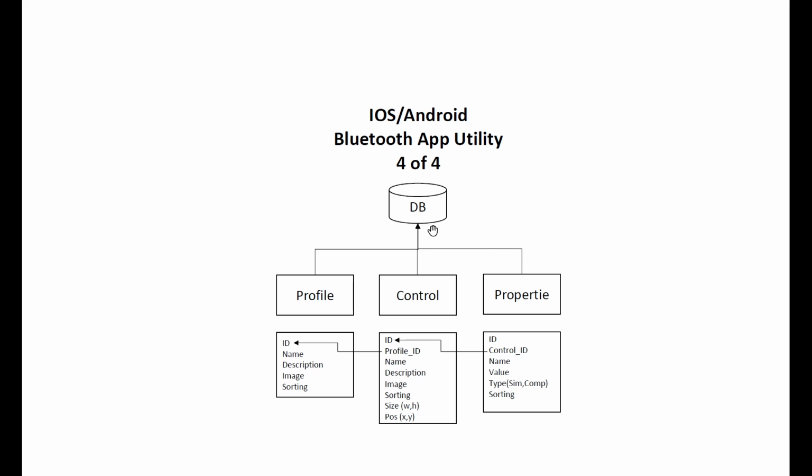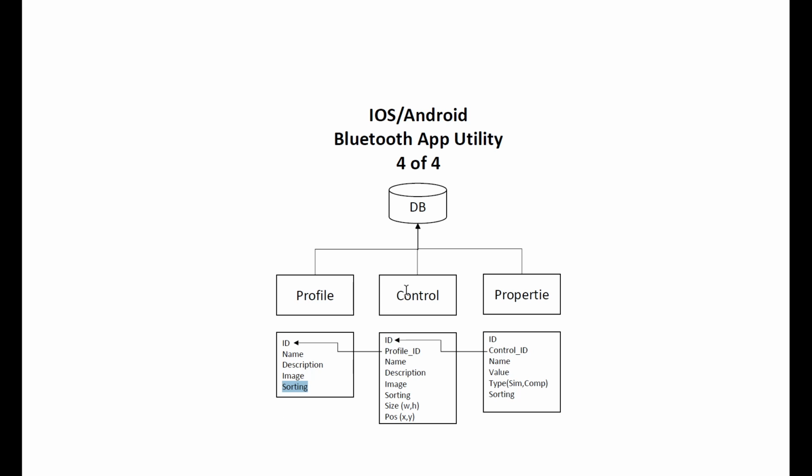So we'll have a database with three tables, one for the profile, the control, and the property. This is misspelled. In any case, properties. So the profile is pretty basic. It needs an ID, a name, description, an image, and a way to sort, maybe.